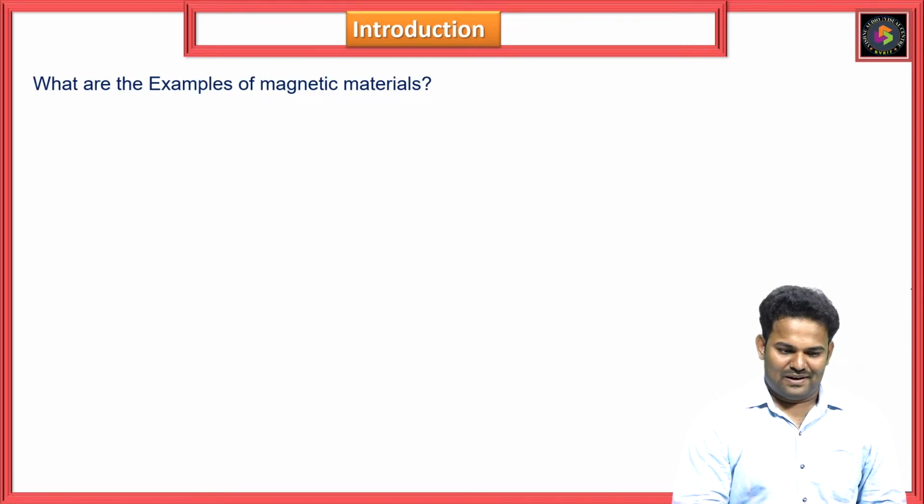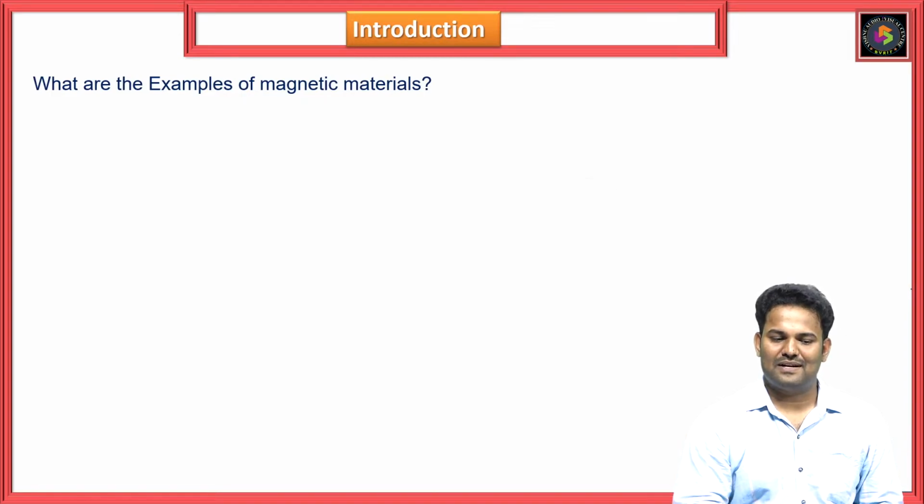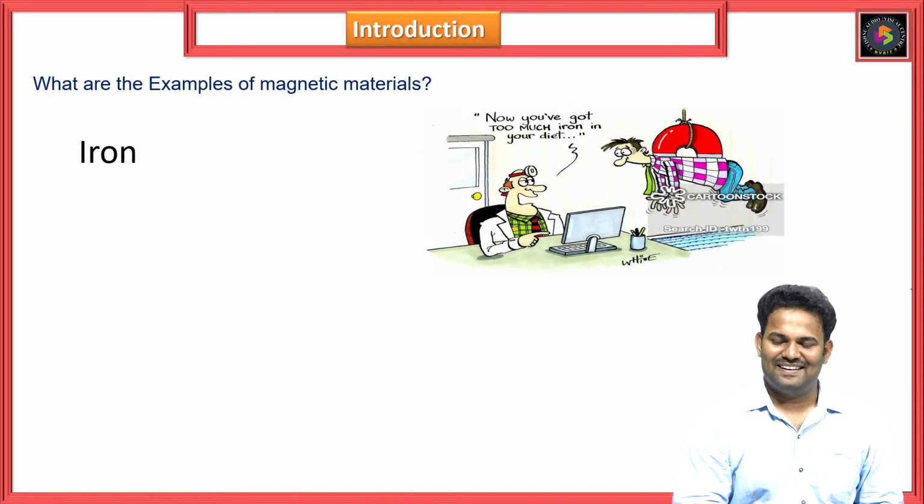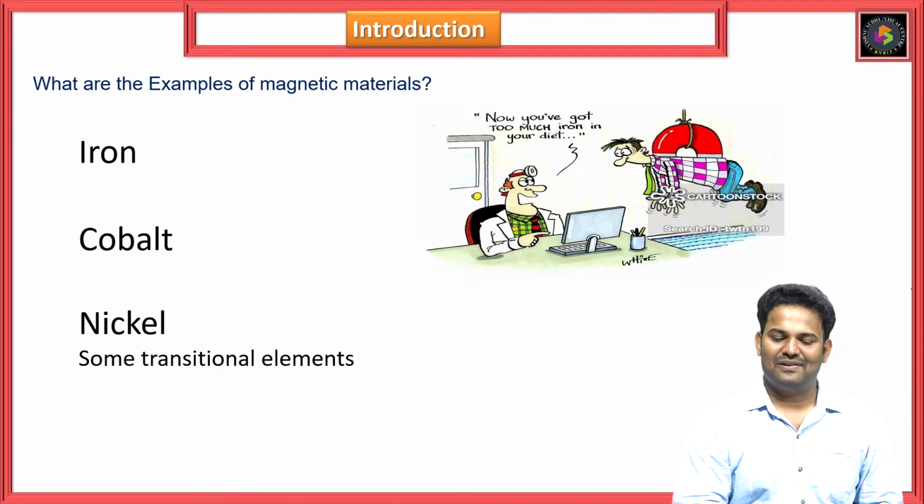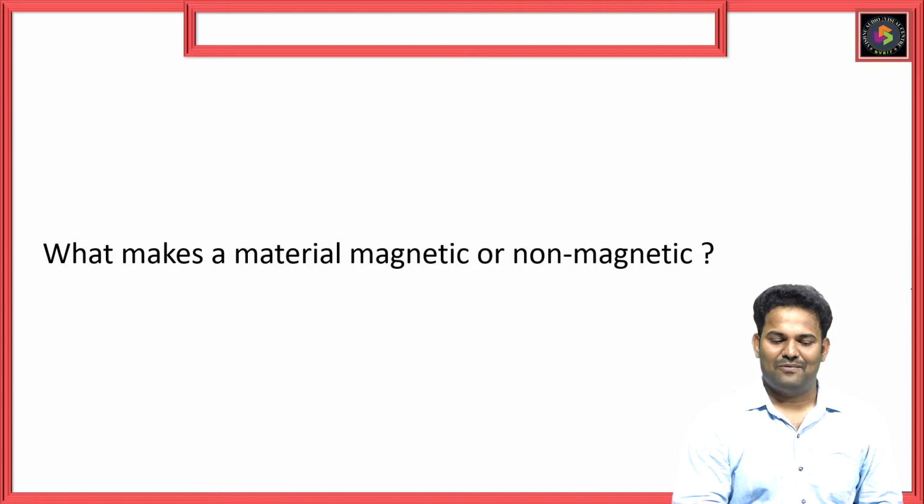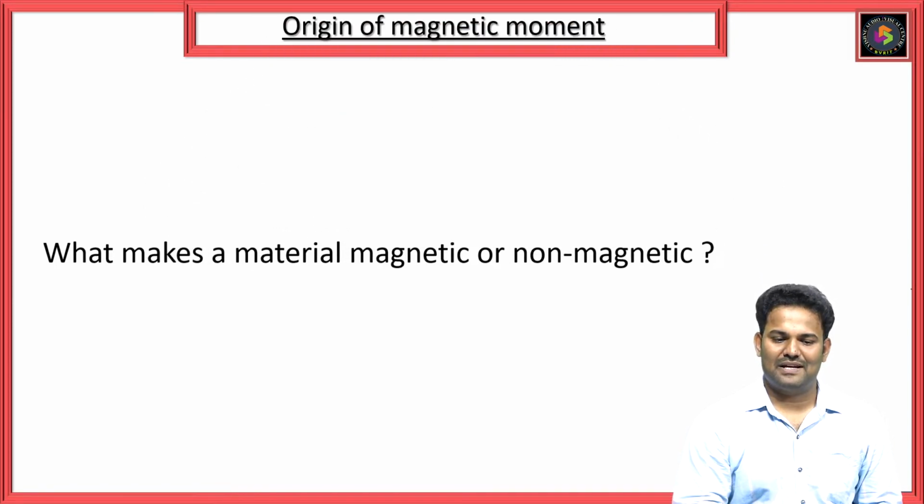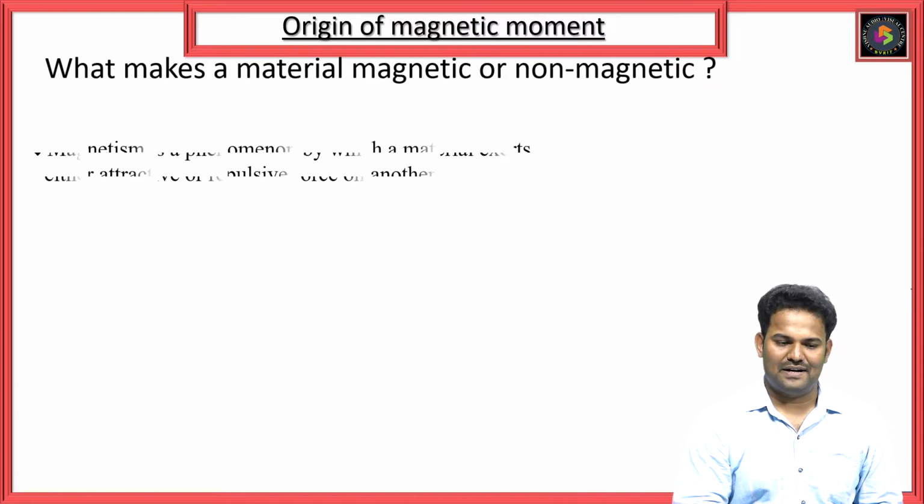Now, what are the examples of magnetic materials? Tell me a few atoms. They are iron, cobalt, nickel, and some other transition elements, and the list is continuous. What makes a material magnetic or non-magnetic? That can be explained by the origin of the magnetic moment.